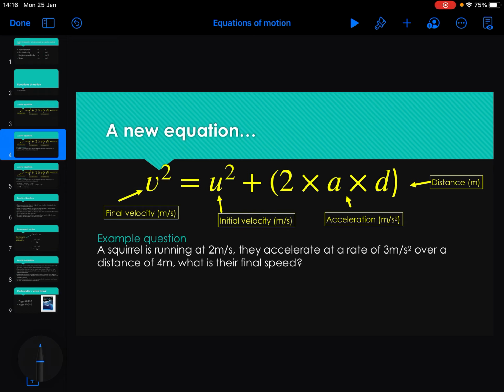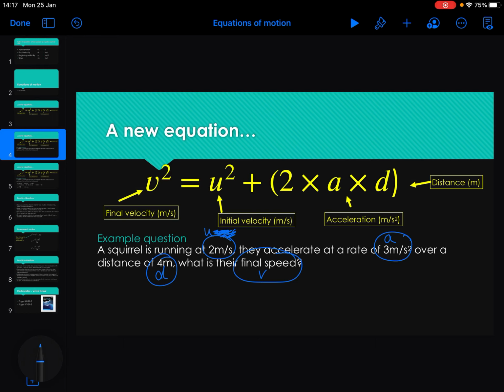Now you know the drill by now. First thing you do, whenever you see a number, you circle it, you label it. So a squirrel is running at 2 meters per second. So that's either going to be U or V, isn't it? Because they're both speeds. So I'm going to put U or V for the time being, and then later on we can figure out which one is which. They accelerated at a rate of 3 meters per second squared. Meters per second squared, that's an acceleration, so that's A, over a distance of 4 meters, so that's D. What is their final speed? Right, final speed is V, which means, do you remember at the beginning we were like, oh, is it U, is it V? Clearly that's U that we're working out.